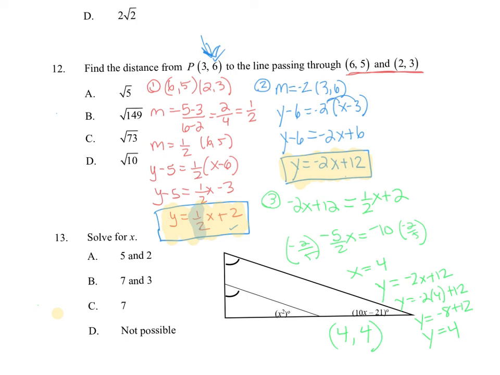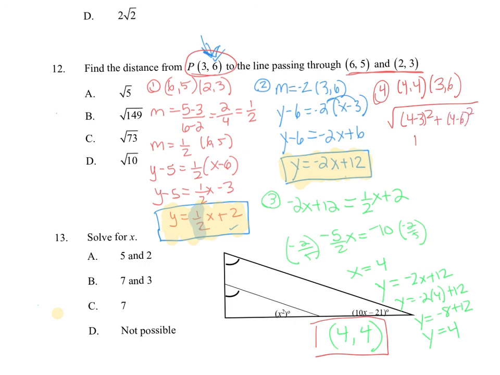Okay. Now our last step, step 4, is to take this point of intersection, (4, 4), and the point that we were given, (3, 6), and find the distance. So we'll be using the distance formula: changing the y's, squared, changing the x's, squared, is going to give us the square root of 5 for our answer, which is choice A.